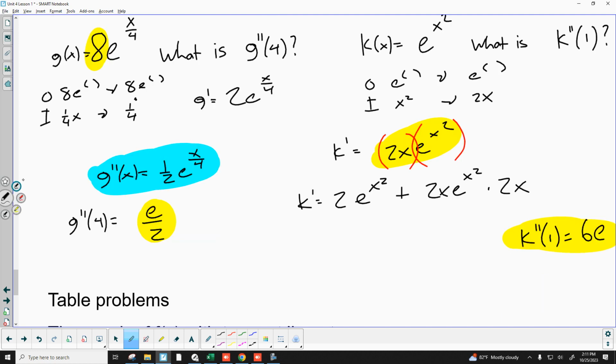Plugging in 1, I get 2e plus 2e times 2. Well, that's 2e plus 4e, and that's how we get 6e. So don't forget about rules while you're doing derivatives of derivatives. Moving on.